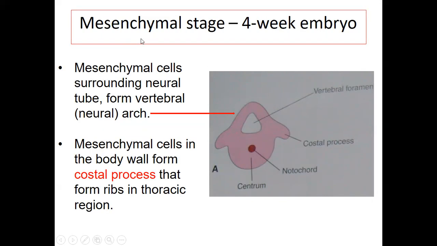We are still in the mesenchymal stage. At the 4th week of the embryo, still at this mesenchymal stage, the mesenchymal cells surrounding the neural tube form the vertebral arch. The mesenchymal cells that surround the neural tube form the vertebral or neural arch. You can see here, these are the mesenchymal cells that surround the neural tube.